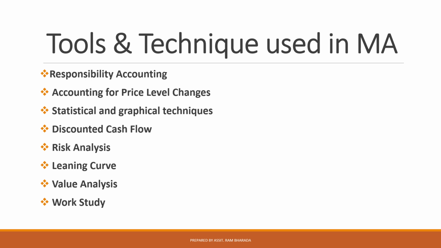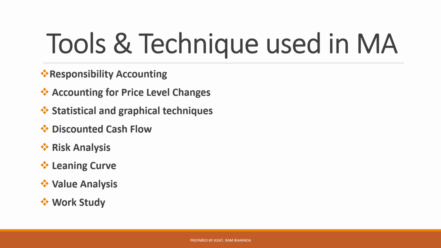Next one is accounting for price level changes. This is also known as inflation accounting. Here in this technique, we use the current price of all the expenditures and incomes to record the accounting. It means we are preparing the accounts at present price.